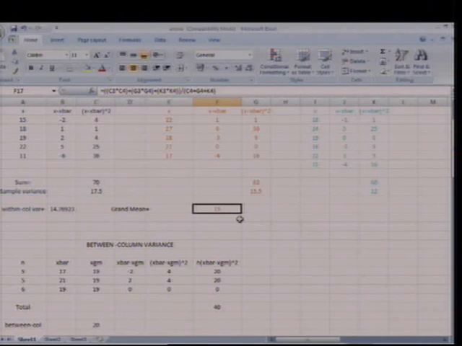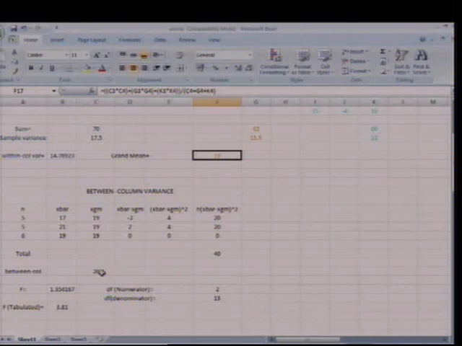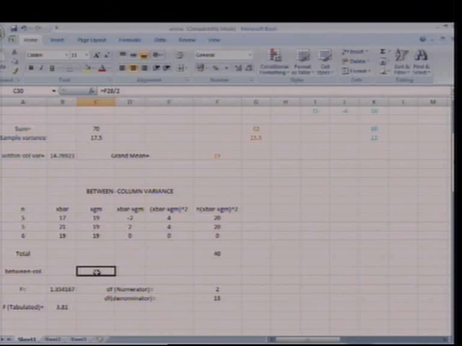Now for the second one, the between column variance, we require the grand mean. The grand mean is calculated as 19 here. To calculate the between column variance, we require x bar, then the grand mean, then x bar minus the grand mean squared, and then we multiply it with the corresponding n. So it becomes 17 minus 19, which is minus 2, take the square as 4, multiply it with the corresponding n, 5 into 4 is 20. Similarly we get a total of 40, and then the between column variance is 40 by 2, that is k minus 1, since 3 samples were taken from the 3 restaurants. So 3 minus 1 is 2, and we get 20.